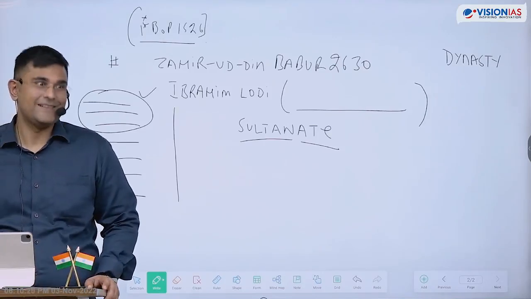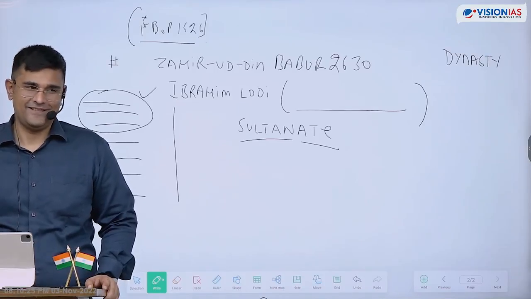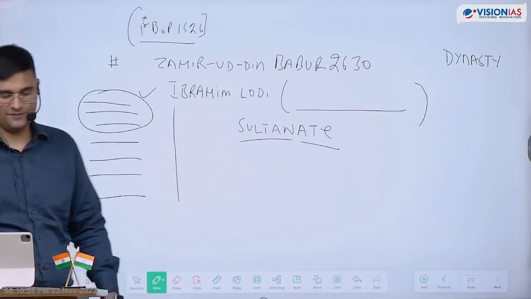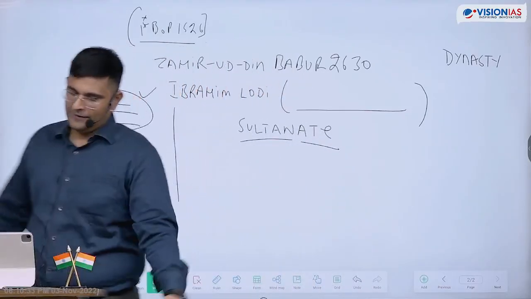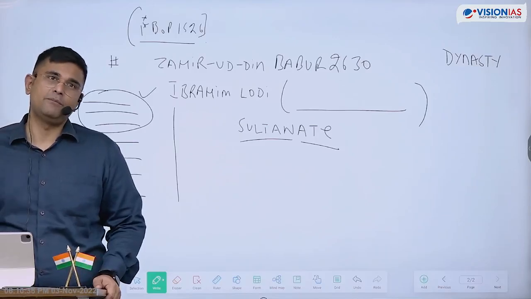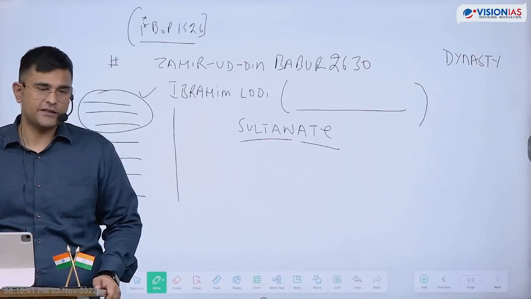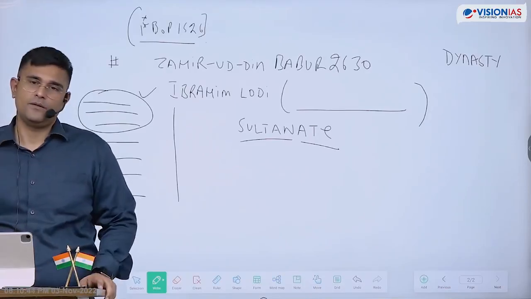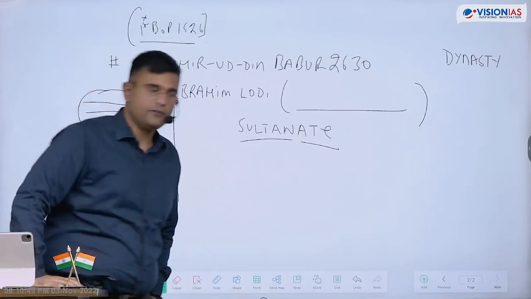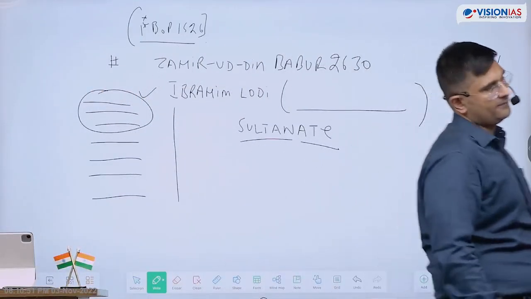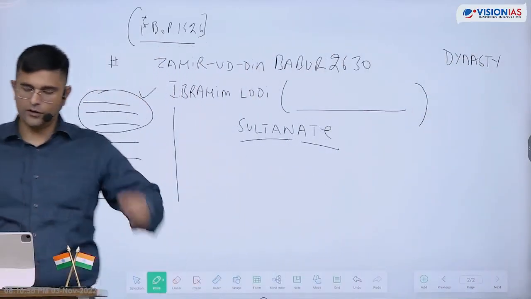वही तो सस्पेंस है. बाबर 2630, बताऊंगा सस्पेंस है क्या है, व्हाट इज 2630, सस्पेंस है ऐसे ही. बाबर 2630 was in search, ढूंढ रहा था, was in search of a kingdom for himself.